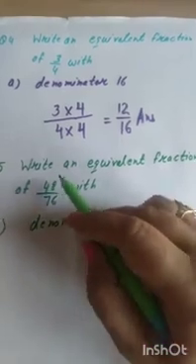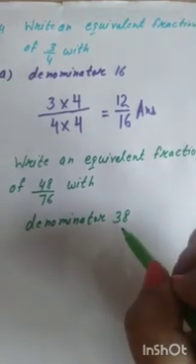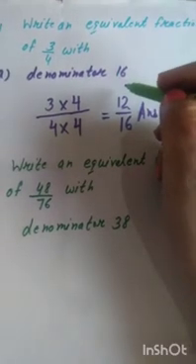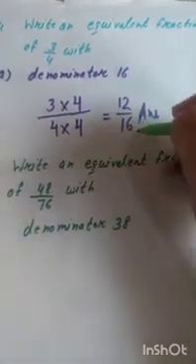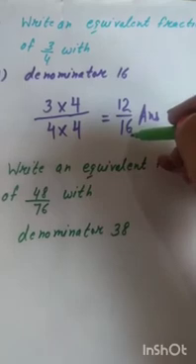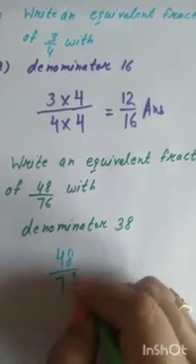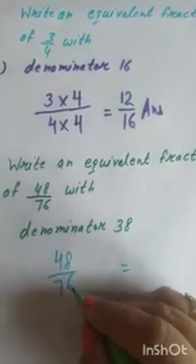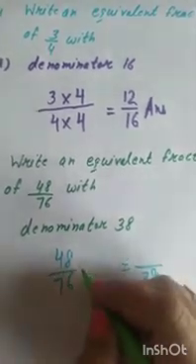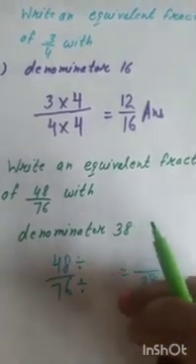Now in the 6th question, write an equivalent fraction of 48 by 76 with denominator 38. In the previous question, they told us to make the denominator 16. Here from 4 we made 16, meaning we had to increase the denominator, and whenever we have to increase anything, we multiply. But here the fraction is 48 by 76. Now from 76 we have to make 38, meaning we have to decrease it, and when we have to decrease anything, we do division.